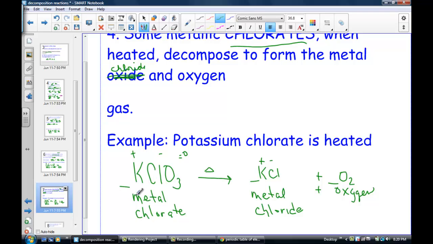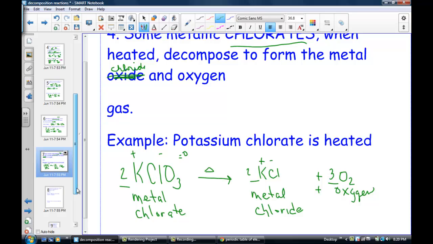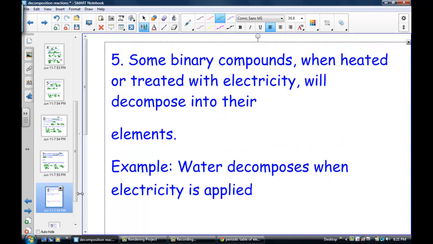Chlorates let go of their oxygen. Alrighty, so if they let go of their oxygen, it doesn't come out as O3. In nature, oxygen exists in a diatomic form. And so when we balance, we get a 2:2:3 ratio. Chlorates make chlorides and oxygen gas. Doing well, we're doing well.